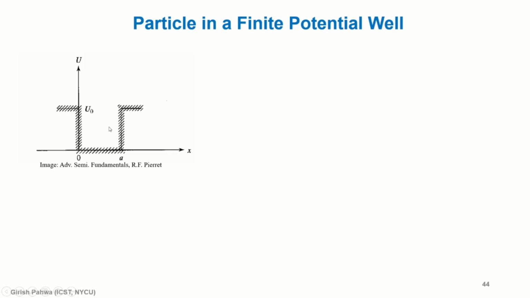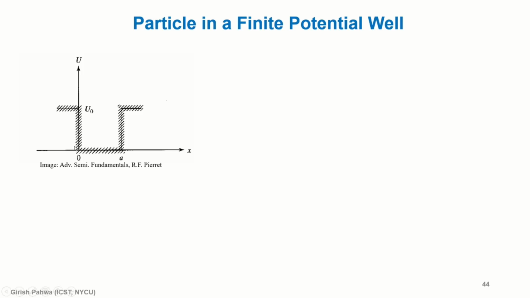By escaping the well, I mean that there will be some non-zero probability density in these regions as well. Earlier we said that because these walls are at infinity, the particle cannot exist in these regions. But in this problem, you will see the particle can exist in these regions, even if the energy of the particle is smaller than the level U naught.